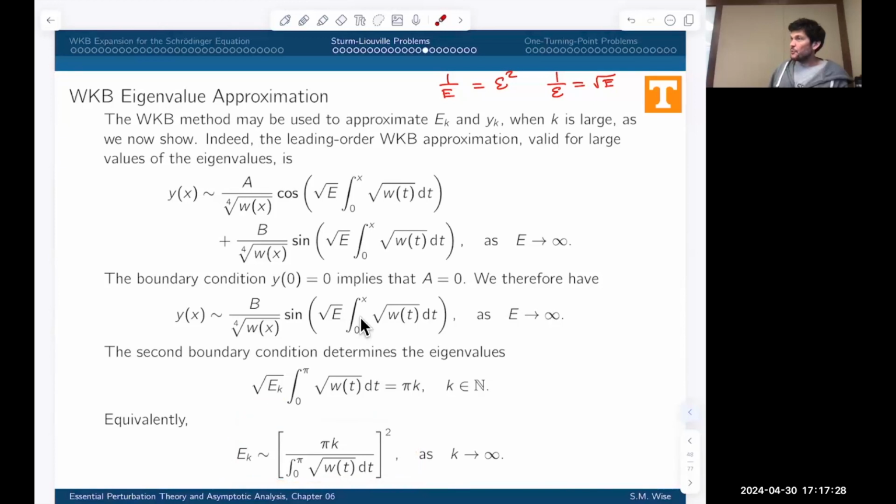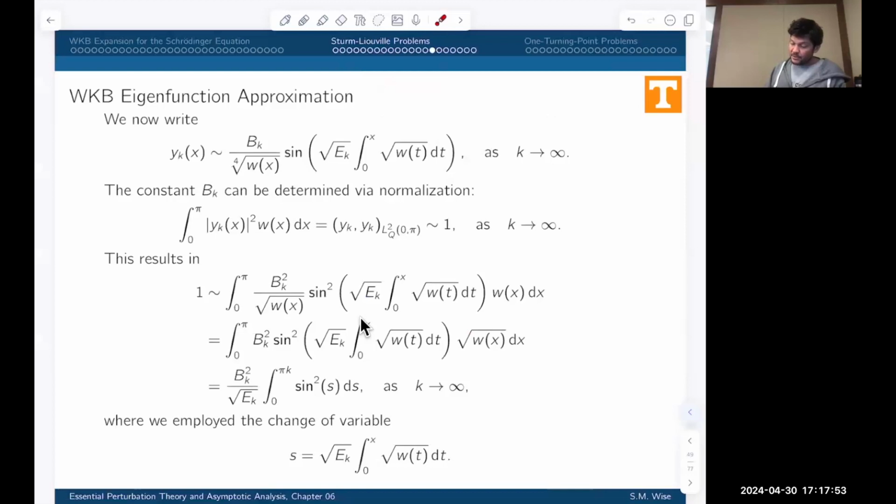So this tells me how to approximate eigenvalues using the WKB method, where all I'm assuming is that k is large. K large corresponds to the fact that E_k is large, and that should be the regime where I can use these WKB approximations. Does everyone get that?